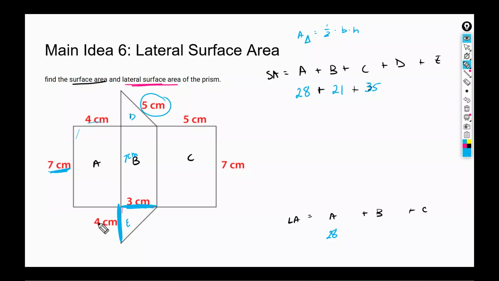So 4 times 3, that's the base times height. 4 times 3 is 12. Divide that by 2 is 6. We have the same triangle up here, plus 6. Now let me go down here. So the area of B is 21. The area of C is 35. So now I have all of the areas. I've calculated all 5 of these areas, and we can now add it together.